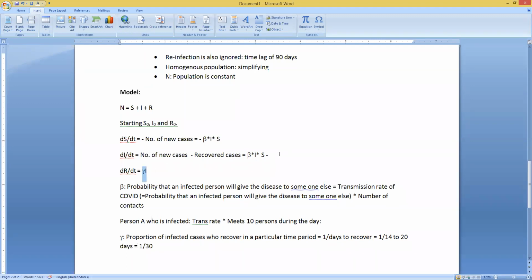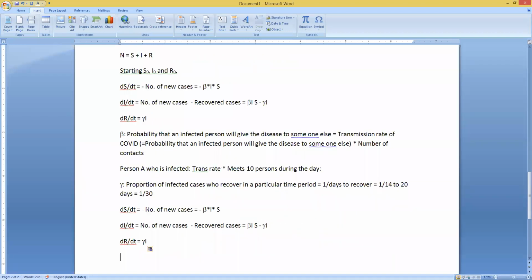So this is the number of recovered cases. This will come over here also. Okay. I'm removing the multiplication. So these are the 3 equations which describe how COVID spreads in a society.